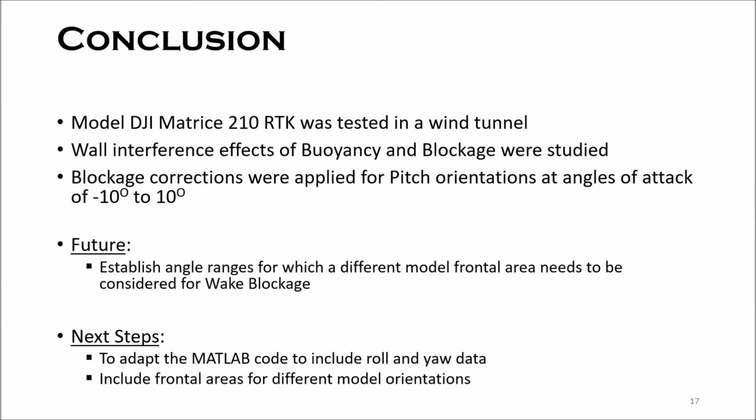In conclusion, the purpose of this project was to obtain results for the aerodynamic flow characteristics of the drone body and its components. Since the model was tested in a closed test section wind tunnel where the model was enclosed by walls, relevant wall interference effects were studied and applied accordingly. Blockage corrections were applied to available processed data, which were the pitch orientation runs. Additionally, the corrections were considered for runs where angle of attack ranged from -10 degrees to +10 degrees.